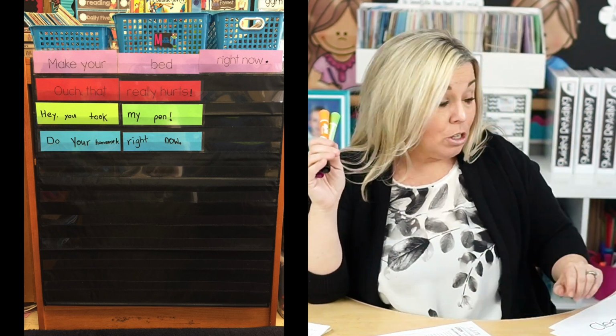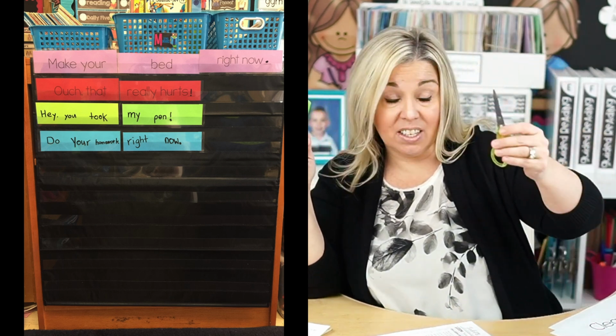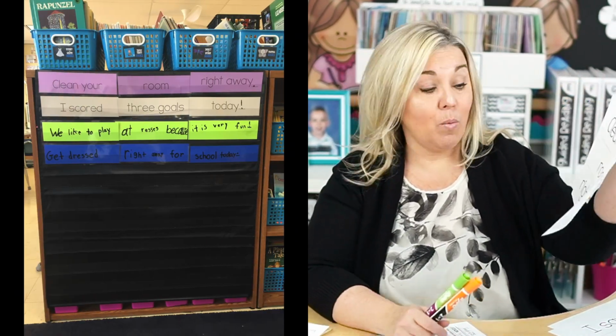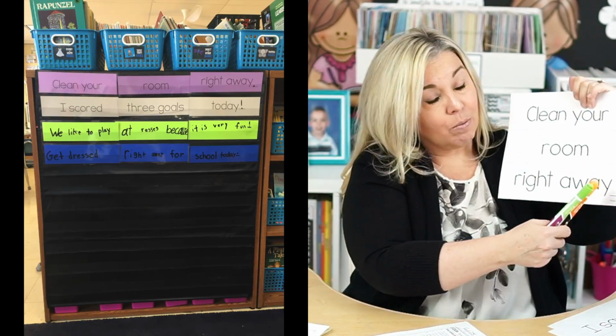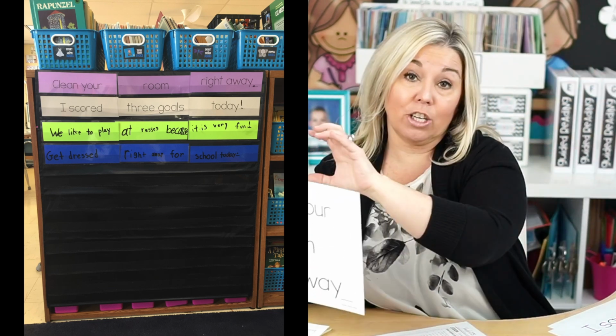They'd also get a scissor, and what they would do is cut up the sentences, and then place them in their pocket charts together. They'd put the sentences together, and they'd have to talk to each other. Well, let's talk about what this sentence says. So if one of the groups is looking at this one, clean your room right away, and as you can see, there's a line here, right? So they put this in their pocket chart, right?